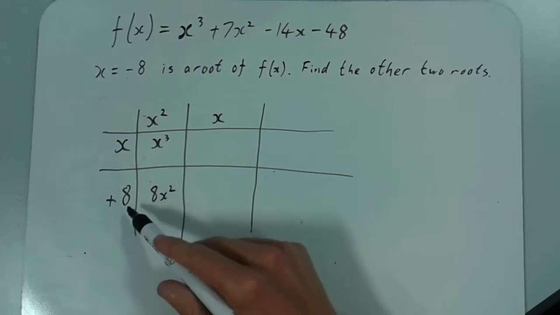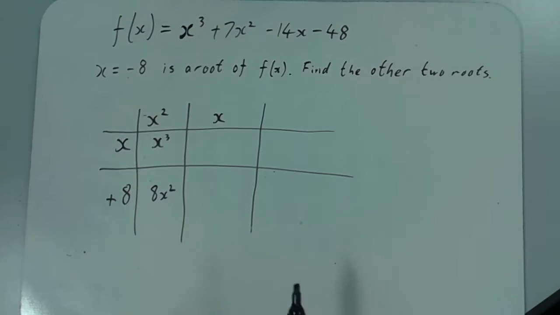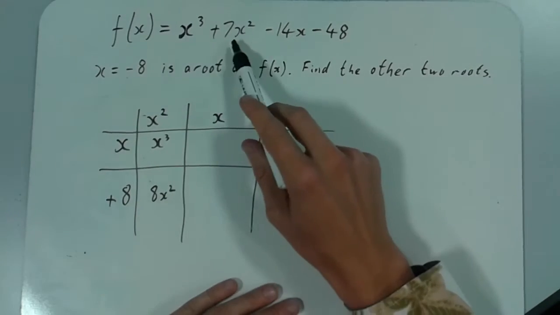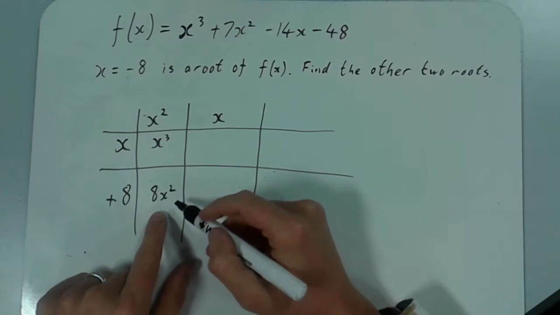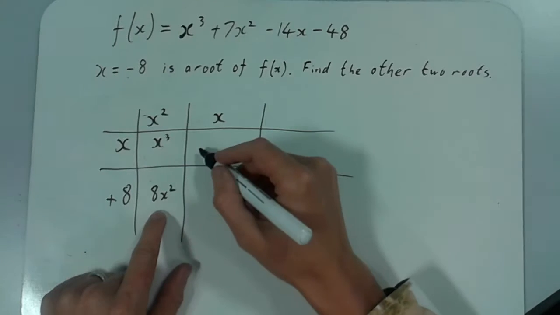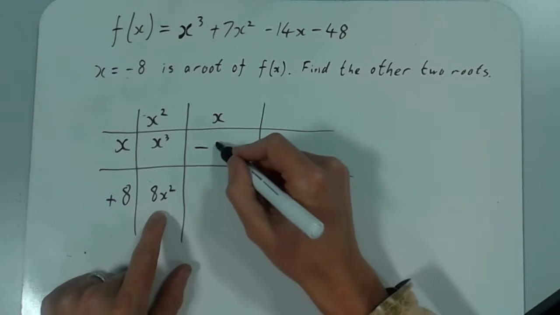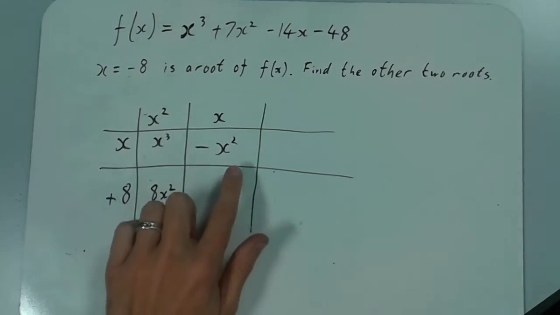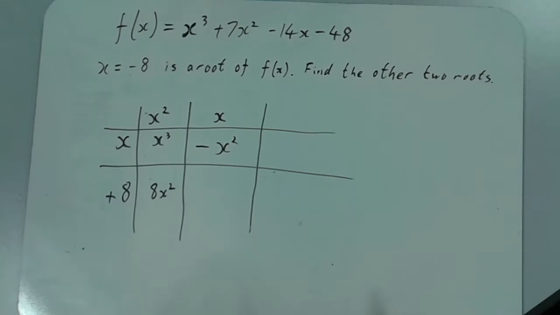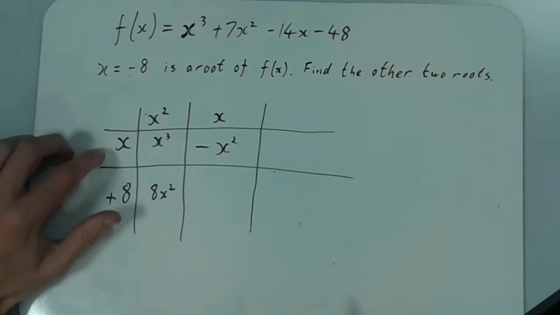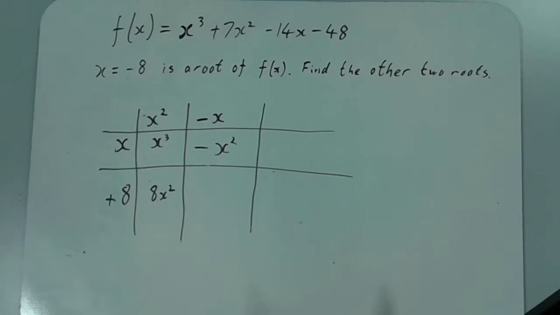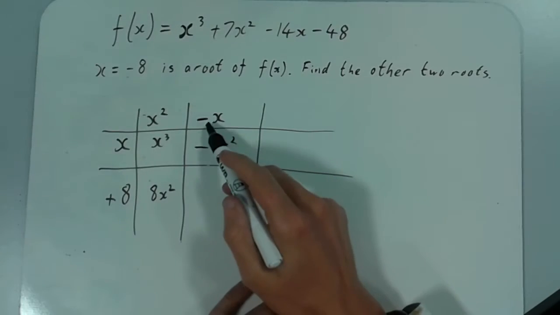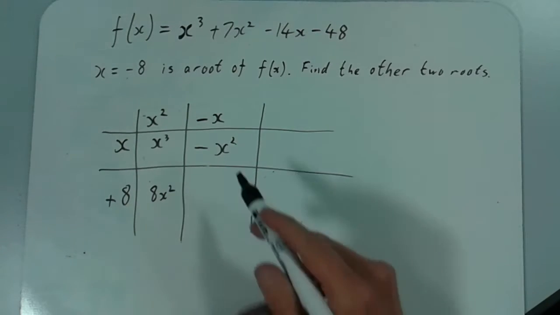So I know that when I add up my multiplication grid, I must end up with 7x squared. I've already got 8x squared here, so what I have here must be a minus x squared. What have I had to multiply x by to get minus x squared? I've had to multiply it by minus x. So that's where I get this coefficient from. That must be a minus x.